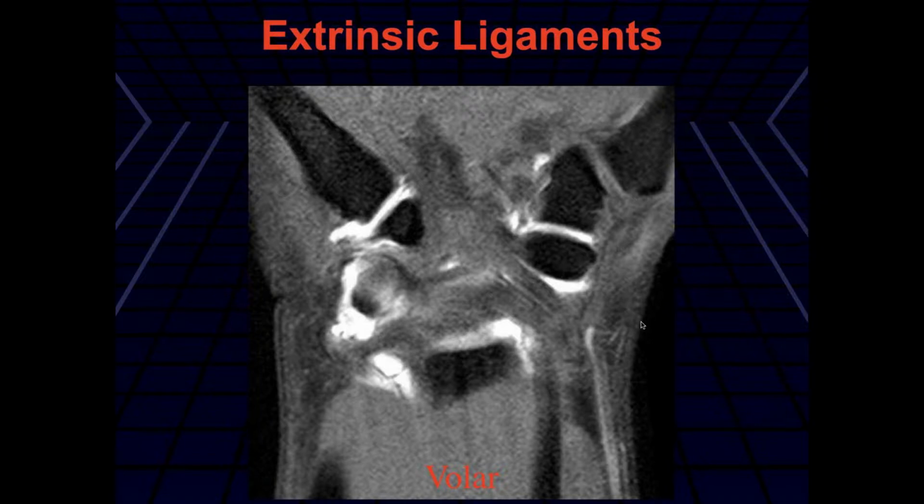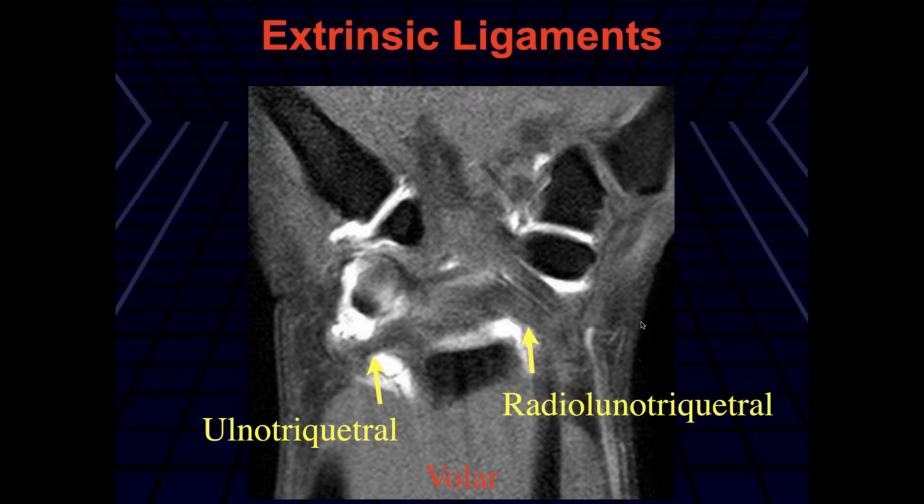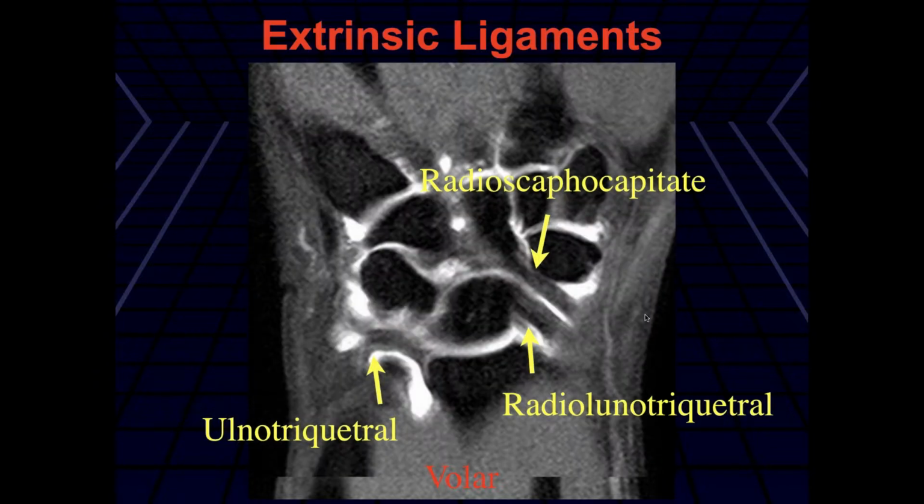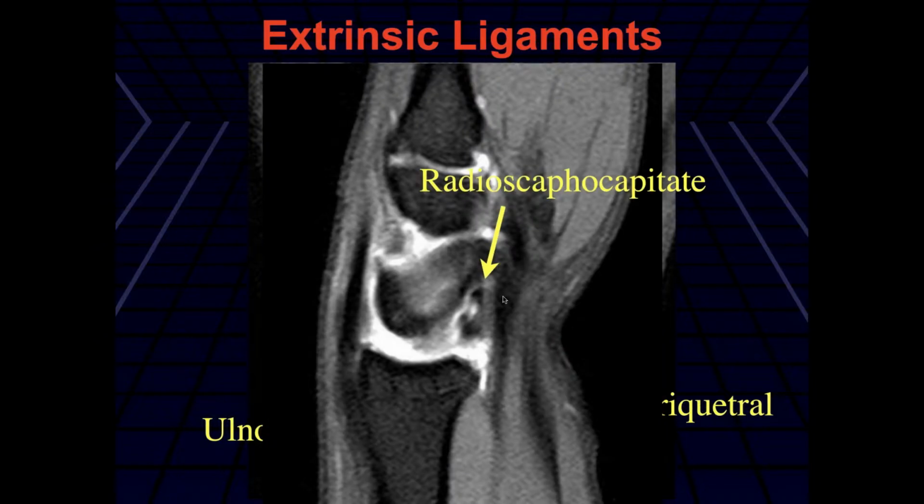So if we want to look at these ligaments, this is an arthrogram. This is a coronal plane on the volar side. That's the ulnar triquetral ligament over there. That's the radial lunar-triquetral ligament coming across, and the radioscaphocapitate ligament a little bit more distal like that. So if you look for these, especially if you give arthrography, you can often see the outline of these ligaments. But again, we typically don't image these ligaments so much when they're torn. And there we can see the volar ligaments. If you do a sagittal image through there, you can see the radioscaphocapitate and the radial lunar-triquetral ligaments here.